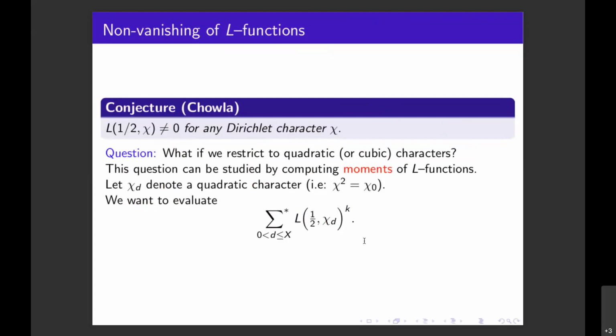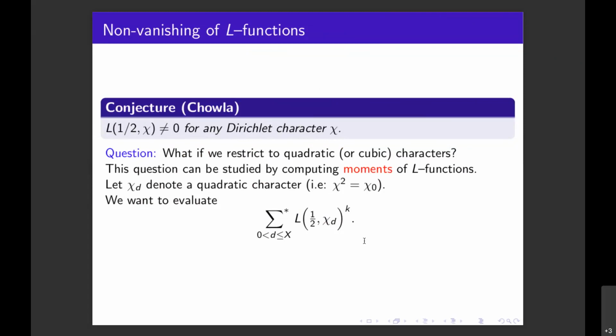So one interesting question is, let's say that we restrict to some special characters. So what happens, for example, if we restrict to quadratic characters? So quadratic characters are characters for which chi squared is equal to the principal character, which just takes values 0 and 1. And quadratic characters are studied a lot because they have very nice arithmetic applications, for example, to class numbers or ranks of elliptic curves. So what happens if we restrict to these special characters, or what happens if we restrict to cubic characters?